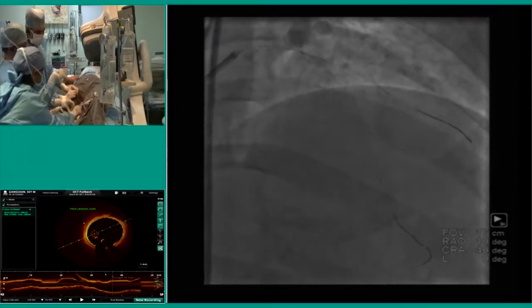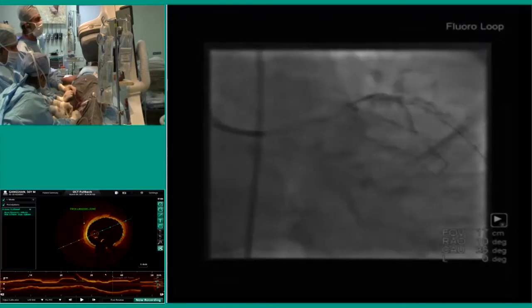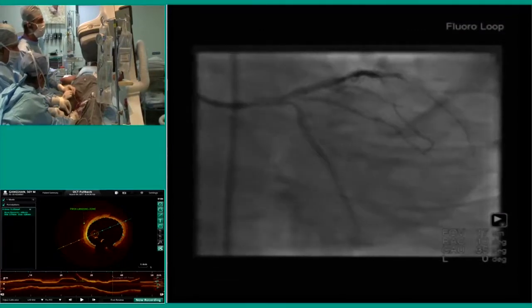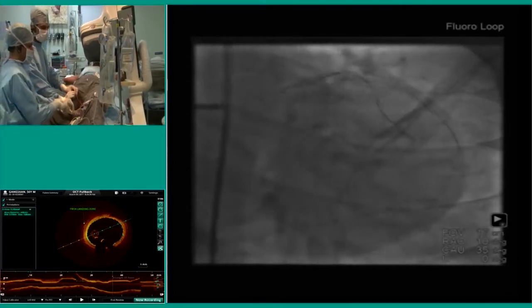It's going to take a few minutes. So now we will look at the OCT and then we'll do a POT and we will also decide whether we should do anything to the side branch.